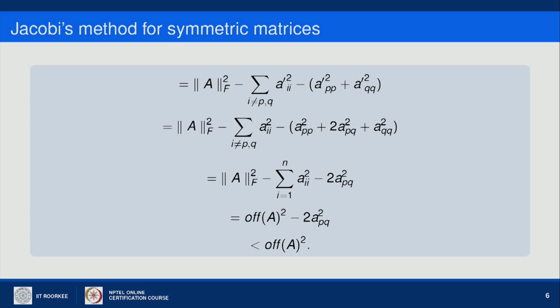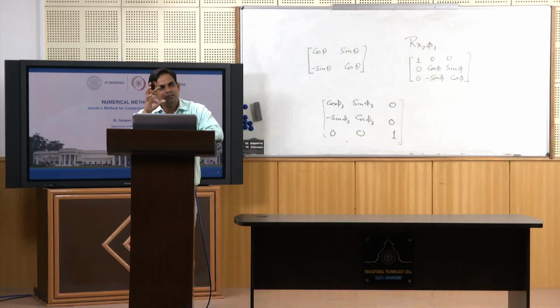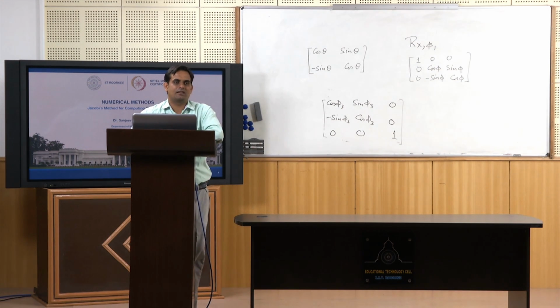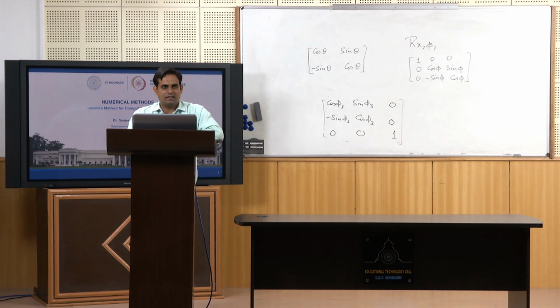It means the off-diagonal elements are being eliminated, going towards 0, and this is the basic motivation for the Jacobi method. So, here it shows that the size of the off-diagonal part decreases by applying the Jacobi transformation.